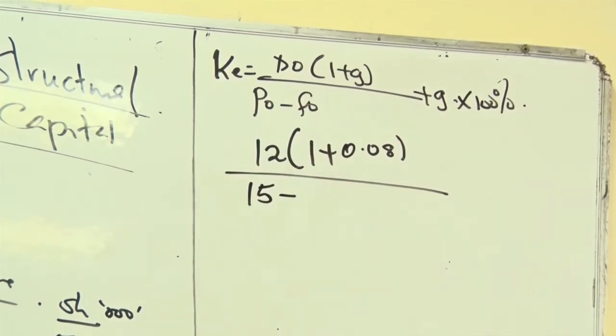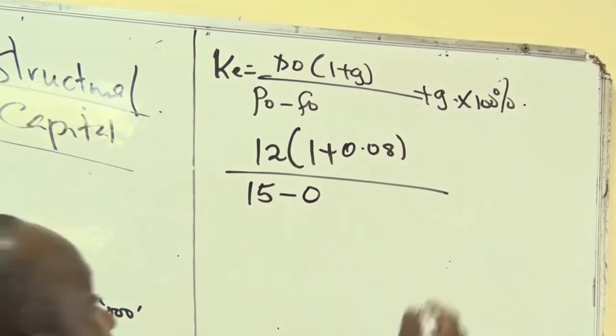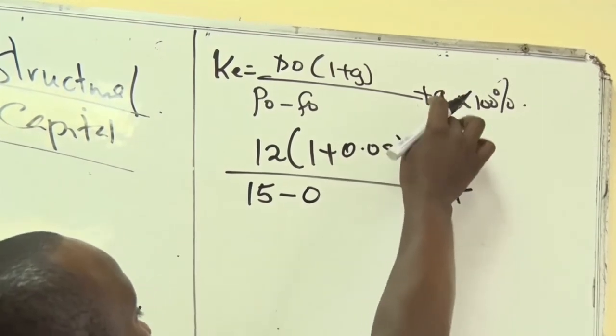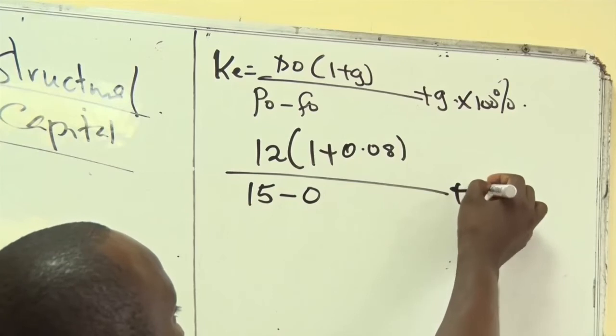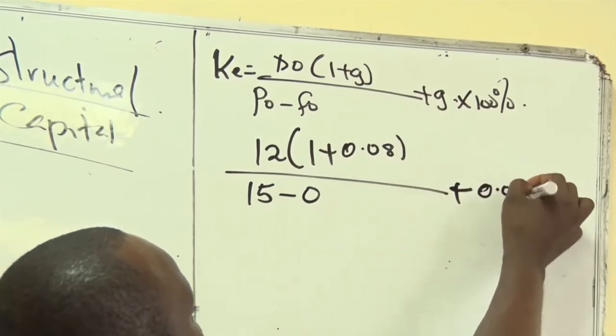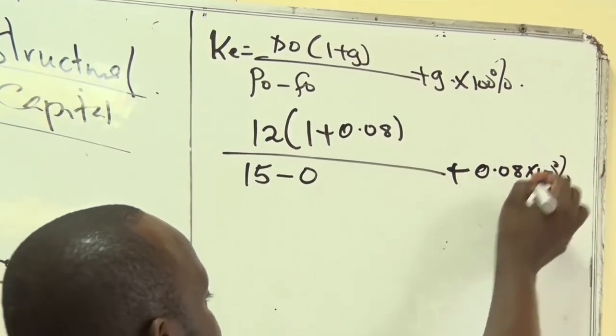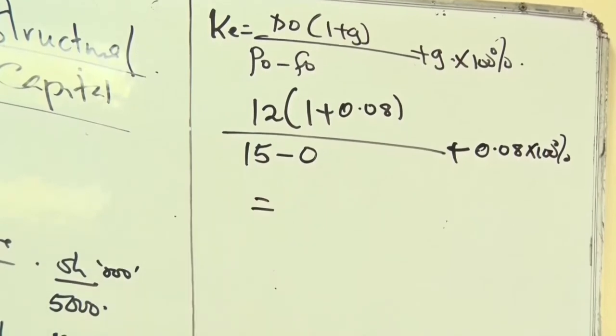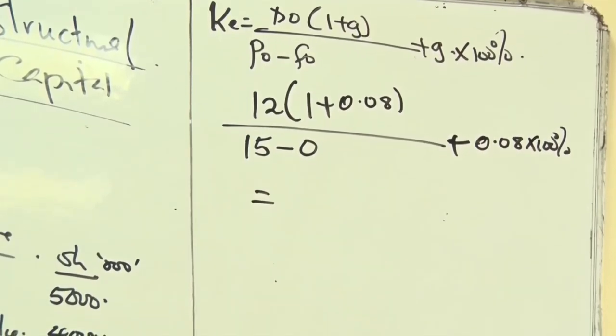Remember, we don't have the flotation cost FO for KE, the cost of equity, so our FO is the same as 0. Then what do you do? At the end here we are saying plus G. Our G is the growth rate, 0.08, times 100%.